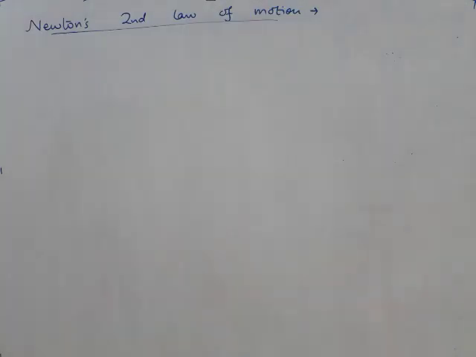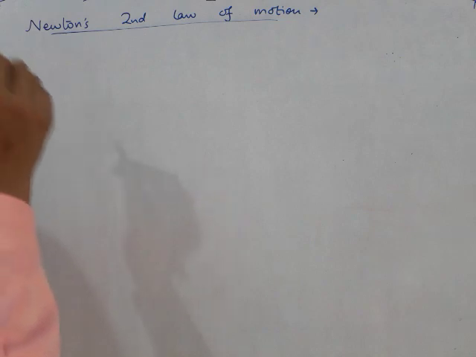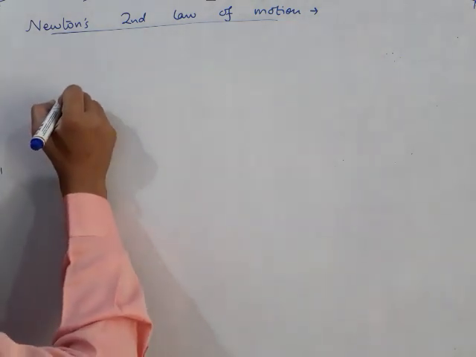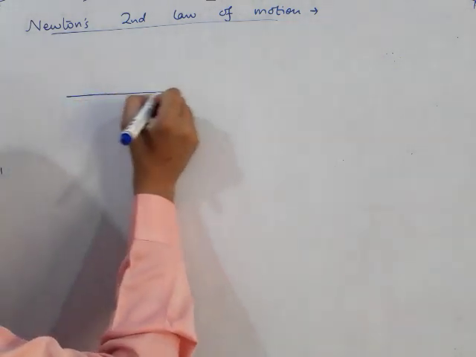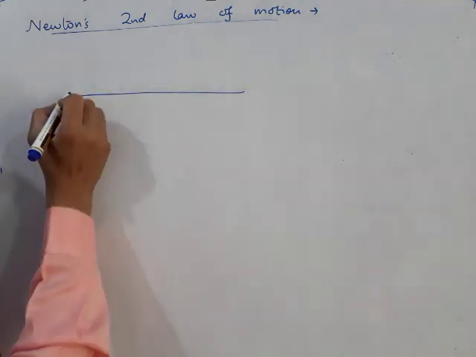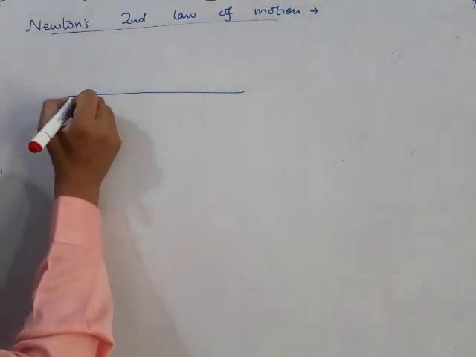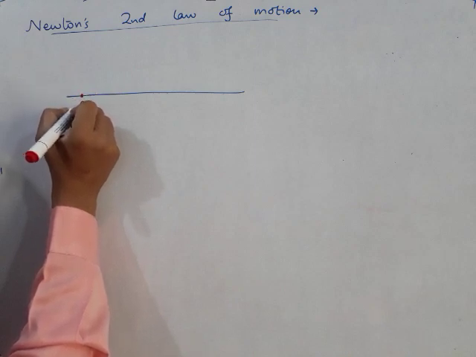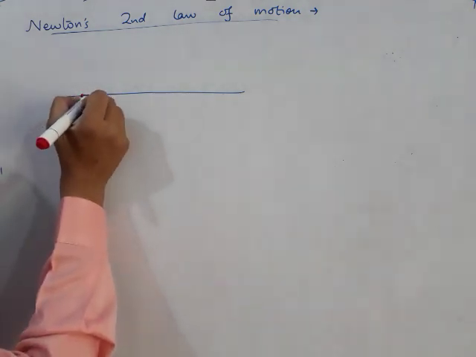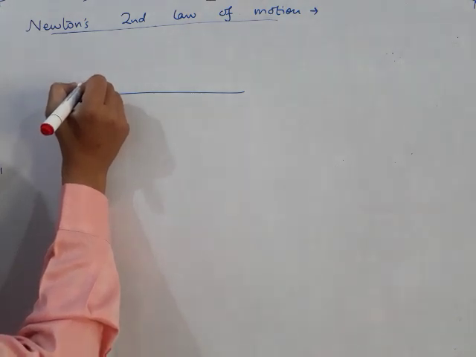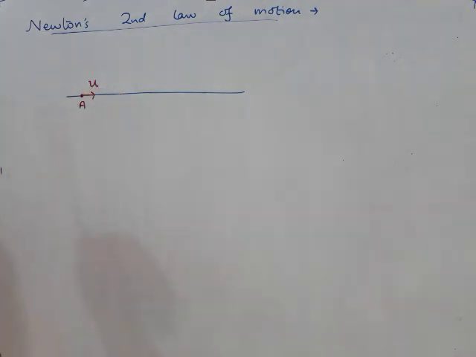Let's now discuss Newton's second law of motion. We will confine our discussion to straight line motion. Suppose this is a straight path, and on this path there is an object. Suppose the object is somewhere here at point A, and it has some speed. I call that speed u. So u is its initial speed or initial velocity.